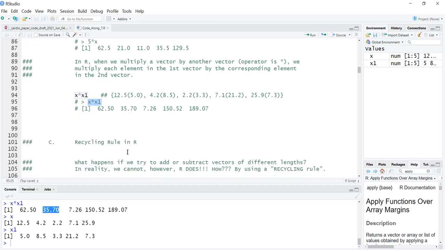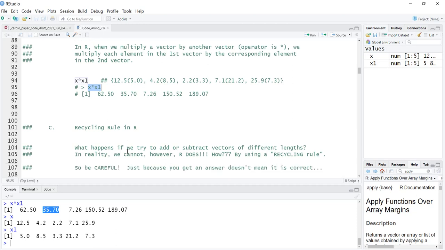But now what happens if we try to multiply or add vectors that are not the same length? Well, again, in mathematics, it's not possible, but it is in R. So what I've said here is in reality we cannot. However, R does, but how? What's it doing? How's it doing it? It's using something called a recycling rule. Okay, it recycles the elements of some of the vectors. So we have to understand that so that we know what we're getting.